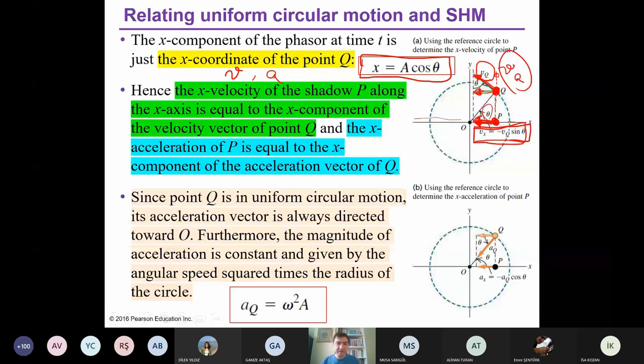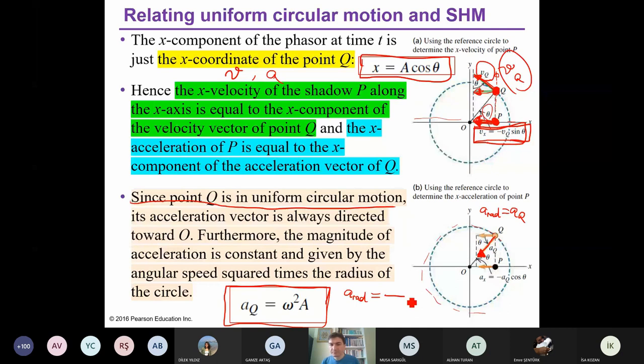Since the point Q has uniform circular motion, the acceleration vector is given with this one. Okay, this is the radial acceleration, A_Q. And what about this A radial? I have already calculated this one. How to calculate this one? Let me show you again. What was the A radial? We remember from uniform circular motion, it is given with V squared over R, and R here is given with the amplitude, V squared over A.